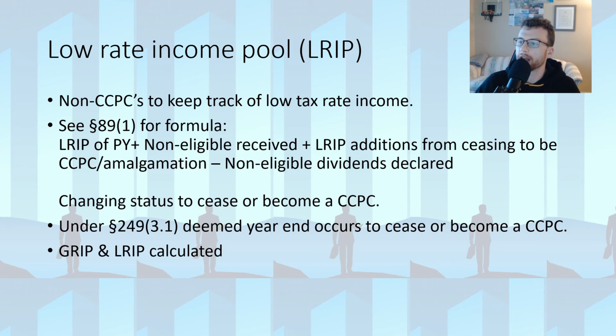The formula for calculating the LRIP account was the following. See section 89.1 for the extended formula. It is the LRIP of the prior year plus the non-eligible dividends received plus any LRIP that is added on from either ceasing to be a CCPC or amalgamation minus any non-eligible dividends declared.